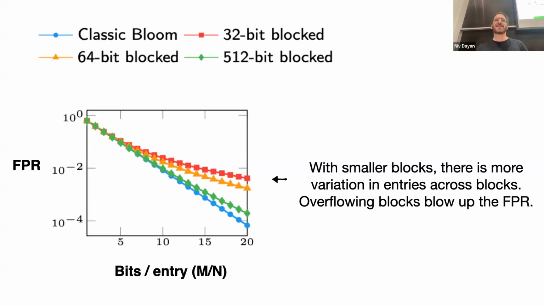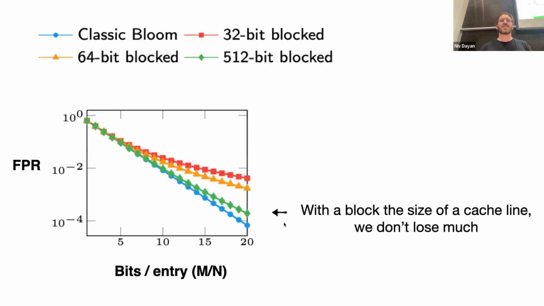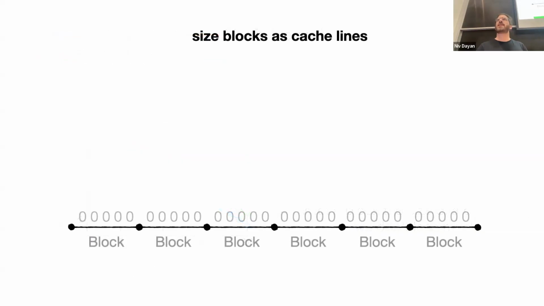So what does this tell us? This tells us I don't want to set the block to be too small. I don't want the block to be, say, 32 bits, right? An extreme situation would have been to let the block be not a cache line, but just a word. But this tells us that this is a bad idea, because if we set the block to be too small, it's really going to mess with our false positive rates. What this graph is showing you is that if you set the block to be approximately a cache line, we don't actually lose that much compared to a regular filter. And this is nice. So this gives us the motivation for sizing blocks as cache lines and not anything smaller.